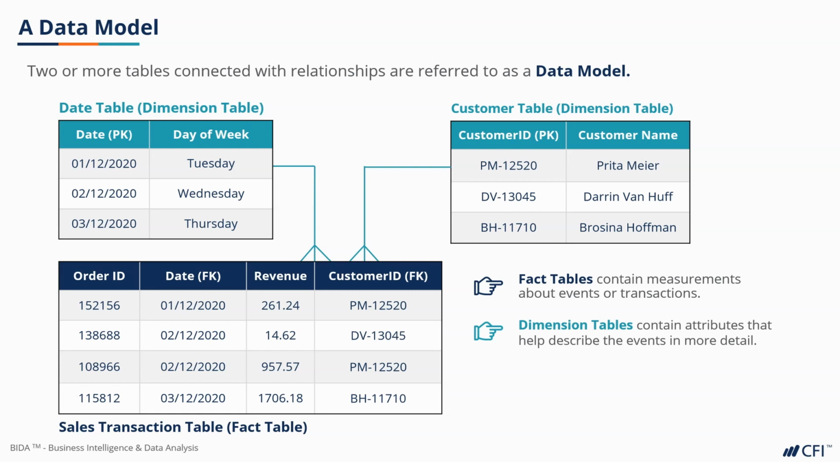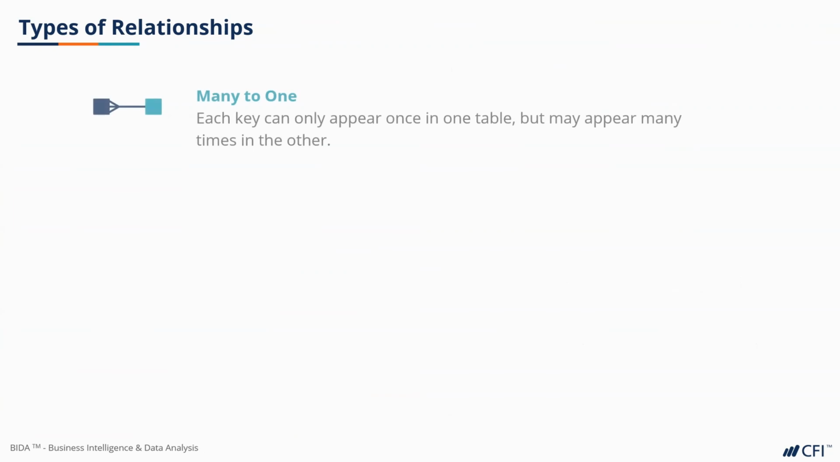In the previous slide, you may have noticed that we use lines between the tables to denote relationships. In this case, we used multiple lines at one end and a single line at the other. This was deliberate and denotes a particular type of relationship called a many-to-one. This means that each key can only appear once in one table, but may appear many times in the other. We would only expect Preeta Maya to appear once in the lookup table of customers, but she may appear many times in the transaction table.